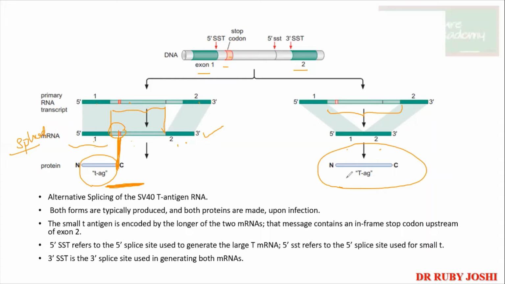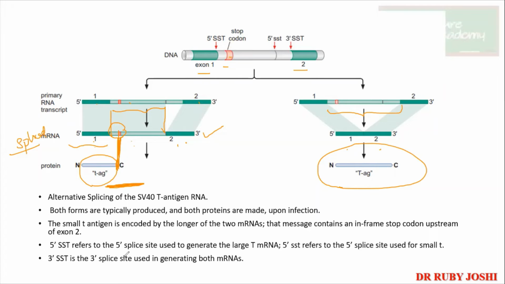Now it is clear? So retaining the intron part is also a part of the splicing mechanism by which there is a difference in the expression of the proteins. So these antigens are nothing but proteins only. Now, depending on the signal they get, the mRNA is going to get translated in such a way that either you're going to get small t antigen or you're going to get a capital T antigen. Okay, now it is clear. Now let us see what these SST are.